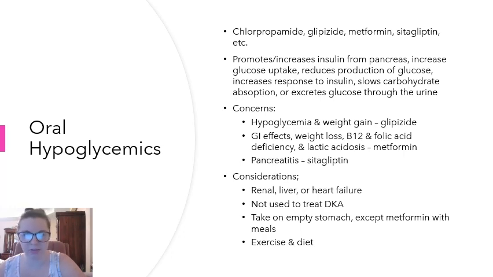This is just a summary of all the different ways that they act to help bring that glucose level down. So promotes or increases insulin from the pancreas, increases glucose uptake, reduces the production of glucose, increases the response to insulin, slows the carbohydrate absorption, or excretes glucose through the urine. So there are different ways that each one of these medicines works.